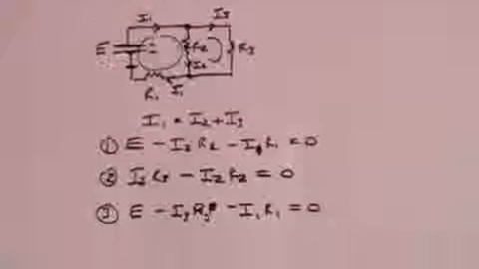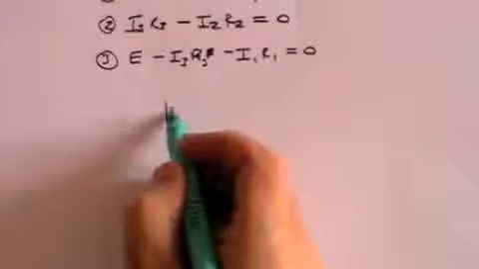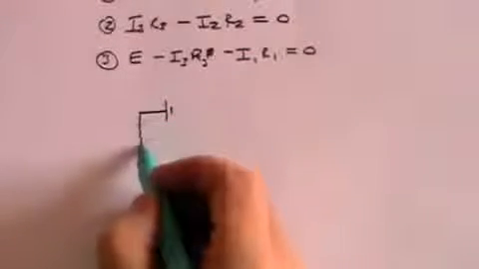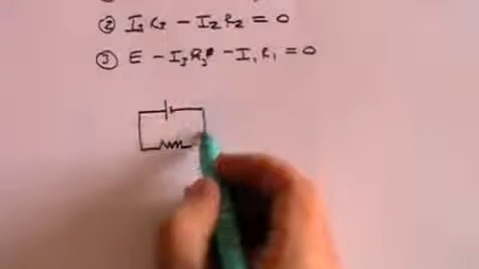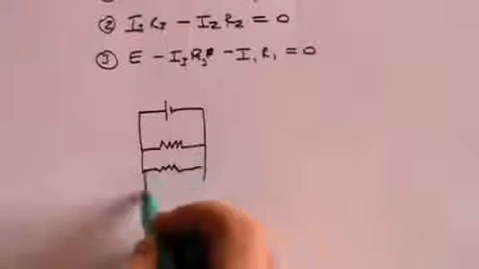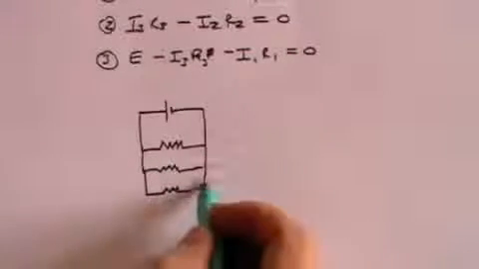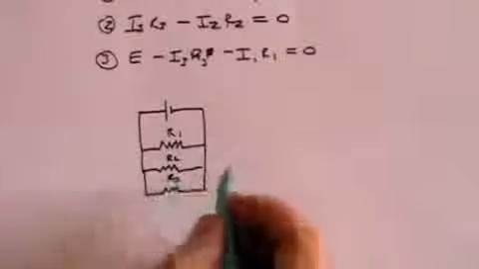I now want to calculate what the total effective resistance is when you have resistors in parallel. So let's suppose we have a battery, and we're now going to put three resistances, or resistors, in parallel. So we'll call them R1, R2 and R3.